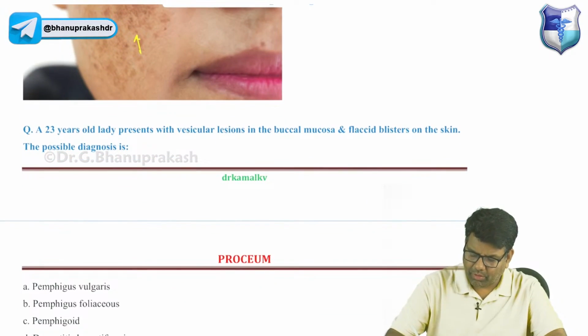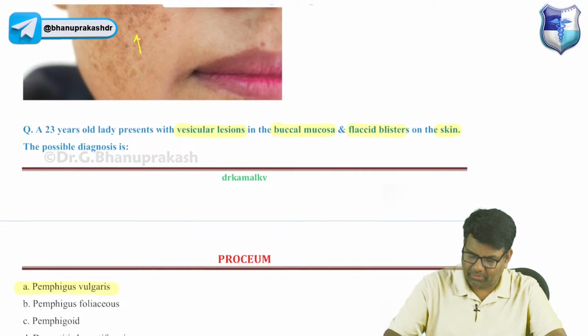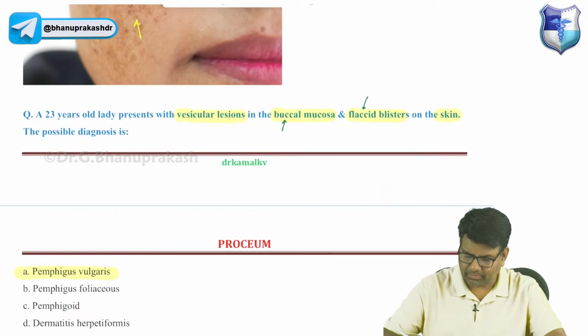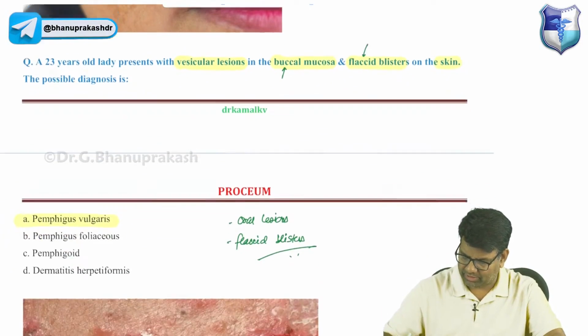Now another question. A young lady presents with vesicular lesions in the buccal mucosa and flaccid blisters over the skin. What could be the diagnosis? Oral cavity involvement and flaccid blisters, the answer has to be pemphigus vulgaris. So the moment you find flaccid blisters and oral cavity involvement, there is no other condition to entertain. It is pemphigus vulgaris. Oral mucosal lesions and flaccid blisters, yes, this is pemphigus vulgaris.